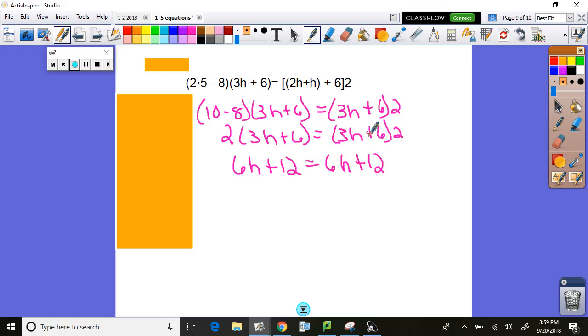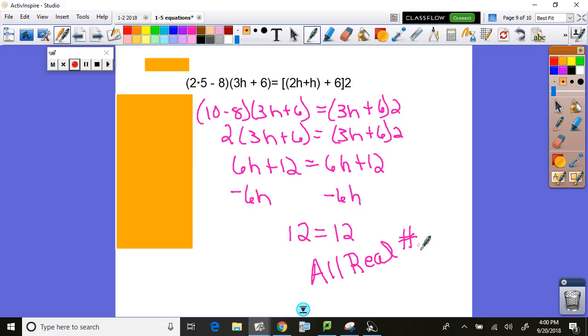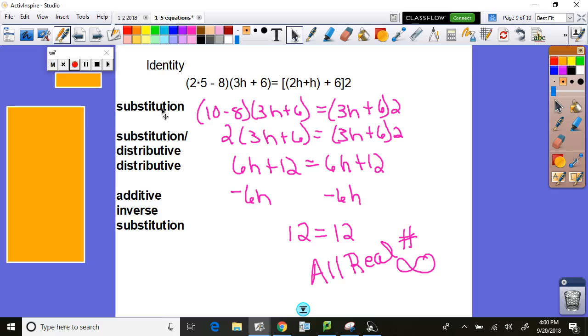Some of you realize the answer here, but I want you to always get rid of the variable first by subtracting 6h. And that gives me 12 equals 12, which is all real numbers. Or you can do infinity. And so this is identity, and substitution, substitution, distributive, additive inverse, and substitute.